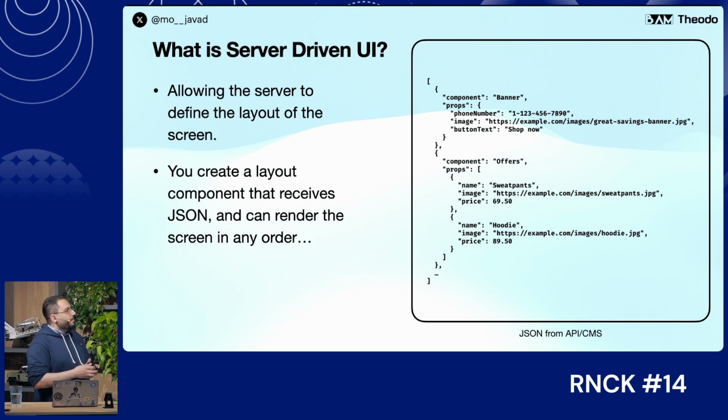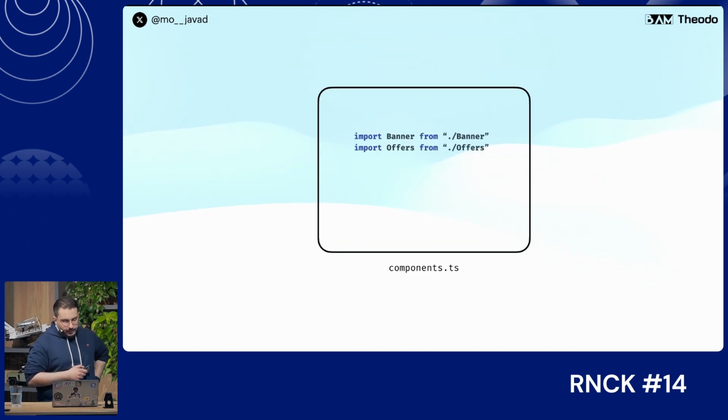Shocker, right? So the whole concept with server-driven UI is that you allow the server to define the layout of the screen. What that means is you create a layout component on your client that receives some JSON that defines the order of the different components and all of the data that's within that component as props. And effectively, that will dictate how the screen should be rendered. So the JSON might look something like what we've got on the right-hand side. It defines a banner and any of the props and the data that the banner needs to render. It defines the offers and says what are the props for every single offer that you may have.